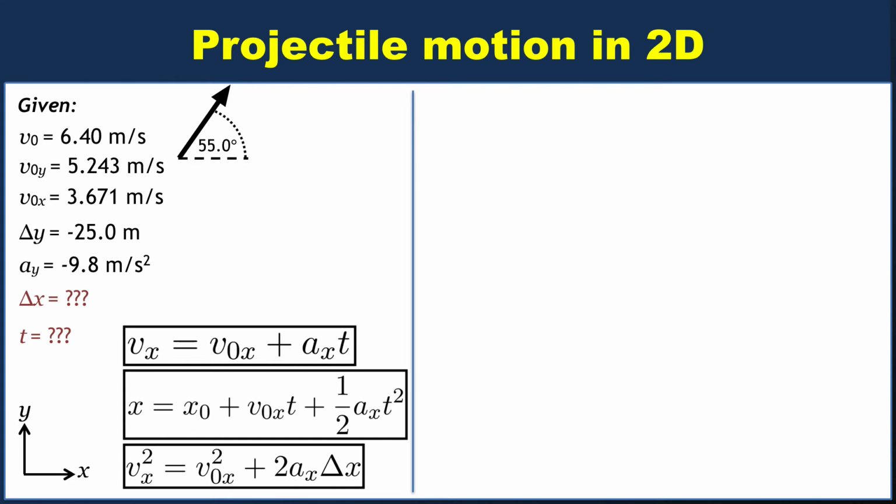Well, it has to be one of the top two. The bottom one doesn't have time in it. Looking at those two, one of them involves a final velocity, and we haven't written down any information about a final velocity. That means we're stuck with that middle equation.